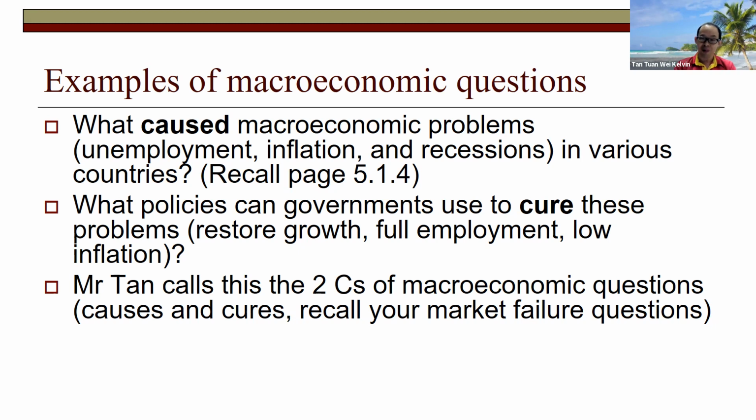If you look back at your block test 1 essays, do you realize that your part A essay question is: what causes the market failure? So you have imperfect information, you have public goods, you have externality. That is part A of your question. After you address part A, part B asks you, what are the best policies? What are the current policies the Singapore government is doing in order to get back to allocative efficiency? So if you think about it this way, a lot of your micro questions are also about the two Cs, the causes and the cures.